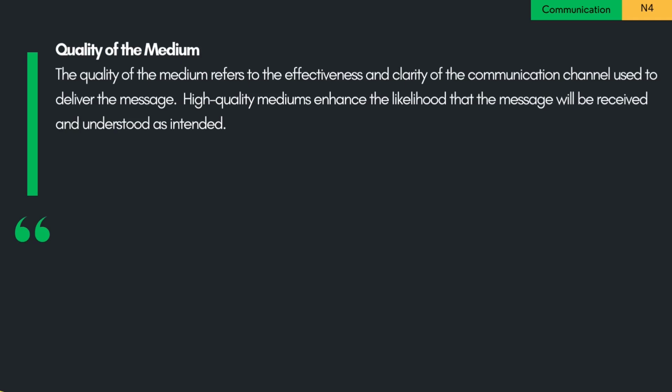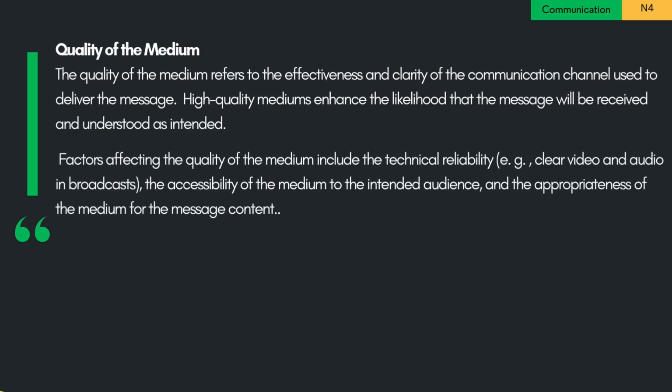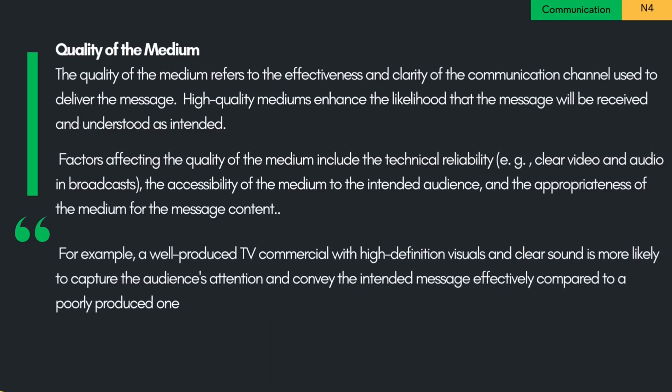2. Quality of the medium. The quality of the medium refers to the effectiveness and clarity of the communication channel used to deliver the message. High-quality mediums enhance the likelihood that the message will be received and understood as intended. Factors affecting the quality of the medium include the technical reliability, e.g., clear video and audio in broadcasts, the accessibility of the medium to the intended audience, and the appropriateness of the medium for the message content. For example, a well-produced TV commercial with high-definition visuals and clear sound is more likely to capture the audience's attention and convey the intended message effectively compared to a poorly produced one.